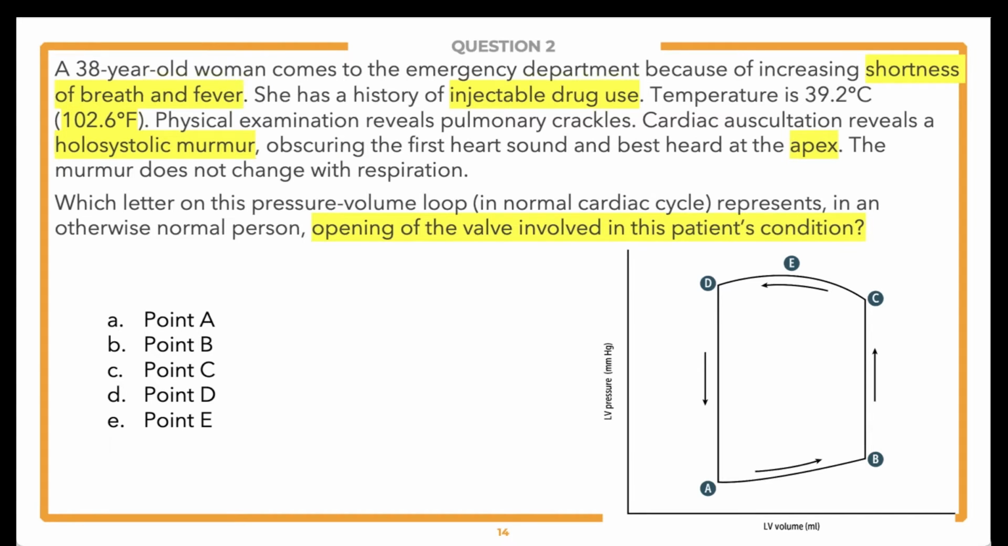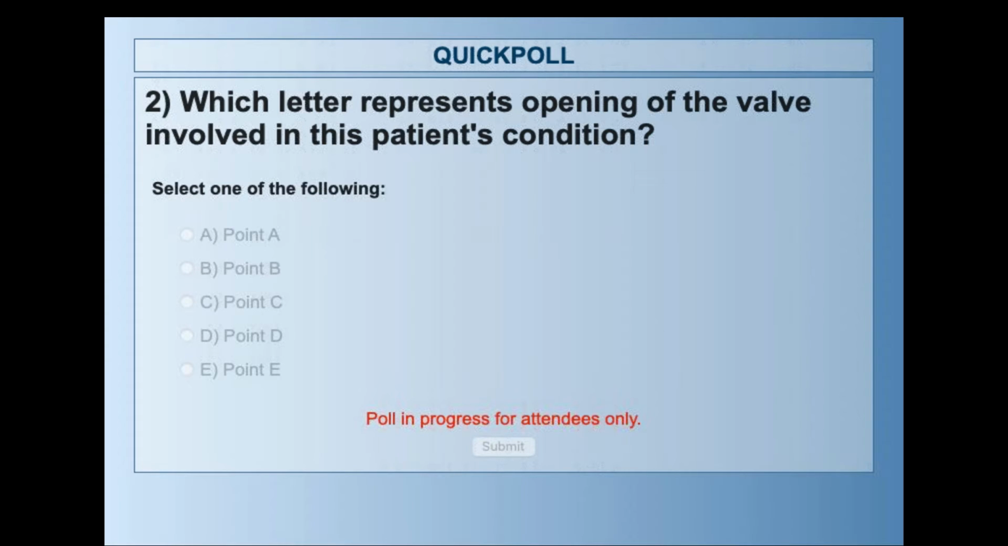Okay. So as Abraham noted, you want to look at that. Think about it, choose your point. Choose the point that you think represents where the opening of the valve would be involved in this patient, and I'm going to launch the poll and just go ahead and let us know. Was it point A, B, C, D, or E? Okay, I am going to close the poll. Looks like 3/4 of you have voted, and let's reveal the results.